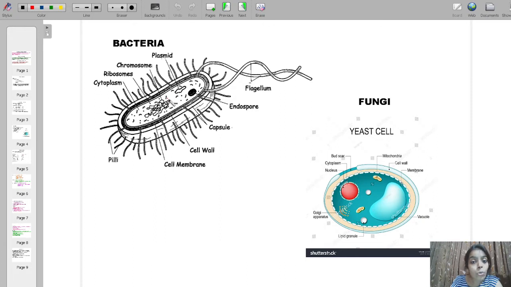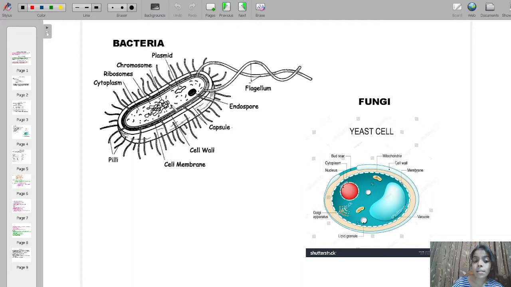Ideally, a true nucleus should have 4 components: nuclear membrane, nucleoplasm, then the chromatin fibers, and nucleolus. In case of monerans, we can see only the chromatin fibers, which are suspended in the cytoplasm.